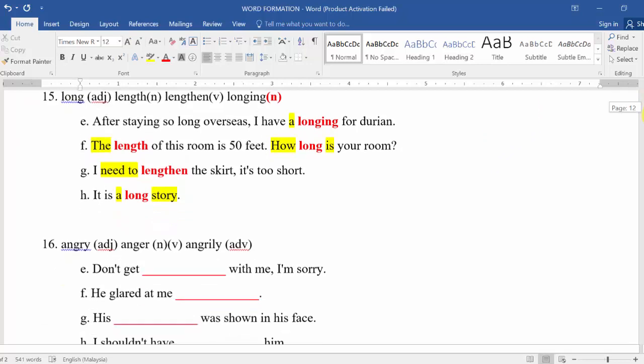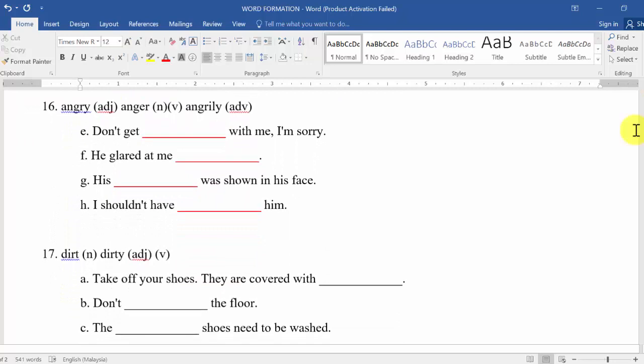Okay, now let's look at the next question. Question 16. Here we have angry, anger, and angrily. Three words. Look at the first word, angry. Angry is an adjective. This word angry is used to describe the feeling of someone. For example, my brother is angry. So angry here is describing brother, the feeling of my brother. Angry, adjective.